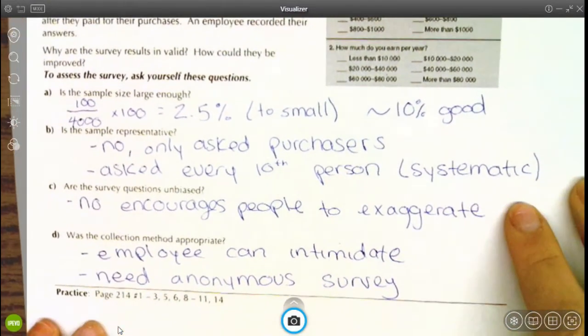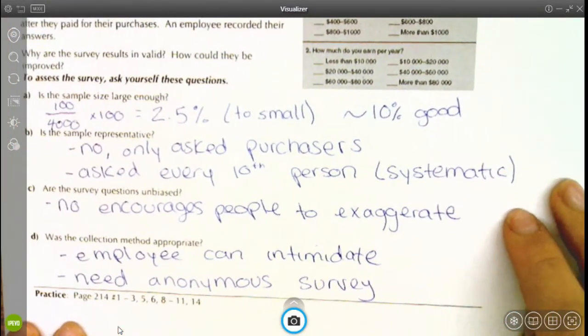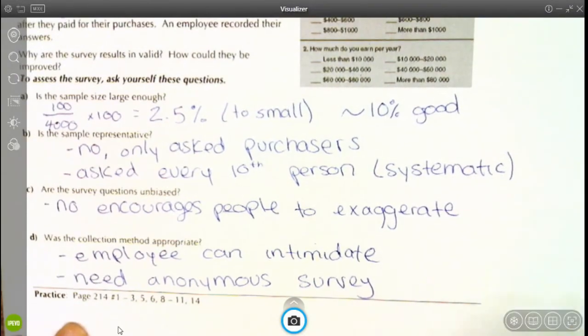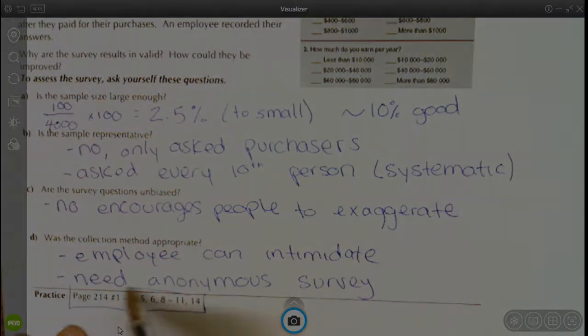So that's it. I hope that was a lot shorter than the first one. Your homework is here and you will work on that tomorrow during class.